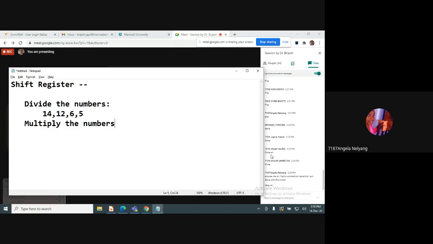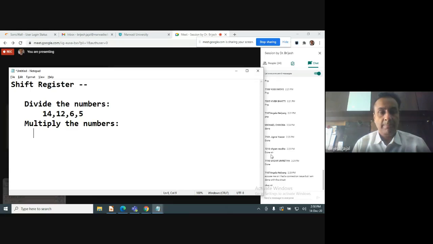Let us do one short exercise here. You have to multiply the numbers, that is 4, then 6, and 9. These three numbers. What you have to do is show the binary form.